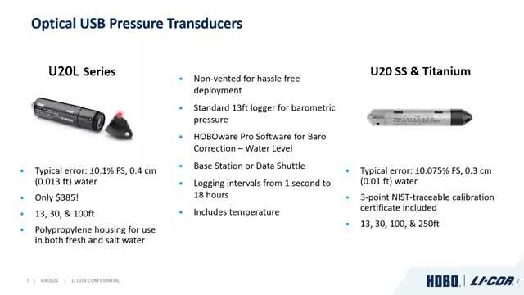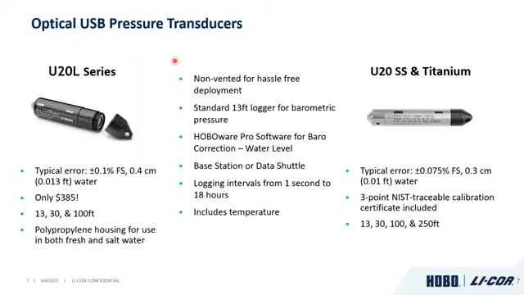As you can see, the U20L series came out after the U20, as really one of the most economical, if not the most economical, solutions on the market. This pressure transducer is only $385. It's a polypropylene housing, so it's good for both fresh and salt water, and it comes in 3 different pressure ranges: 13-foot, 30-foot, and 100-foot rated transducers.